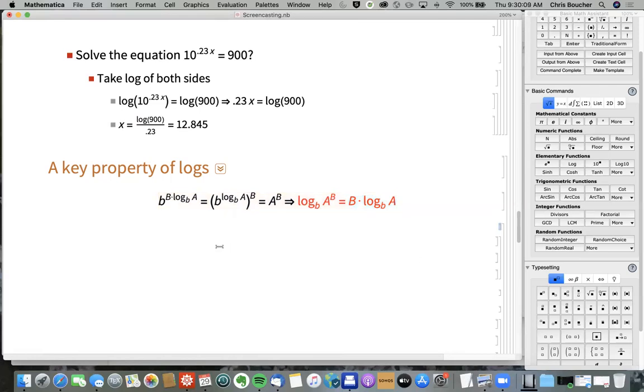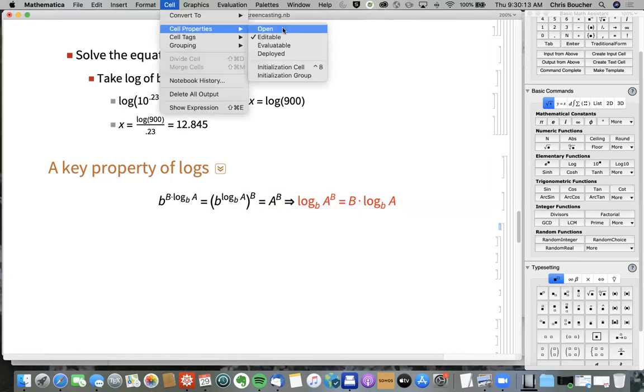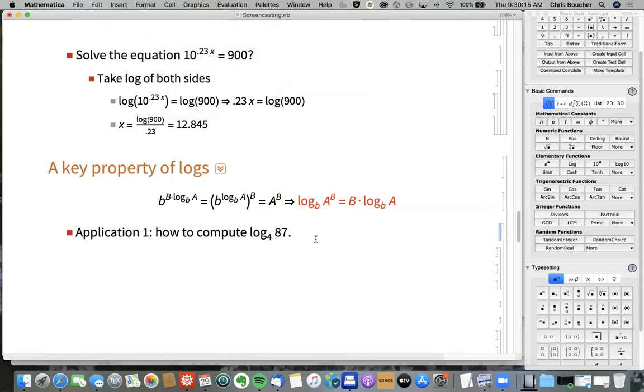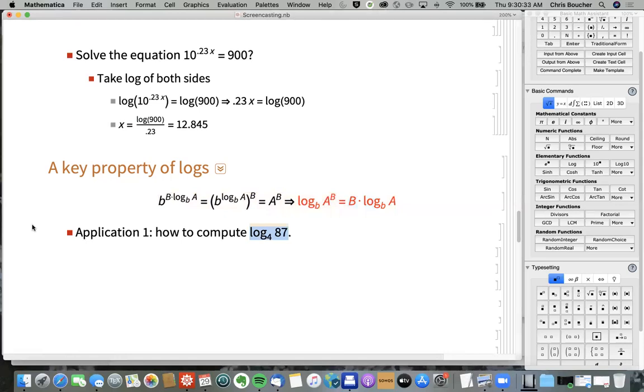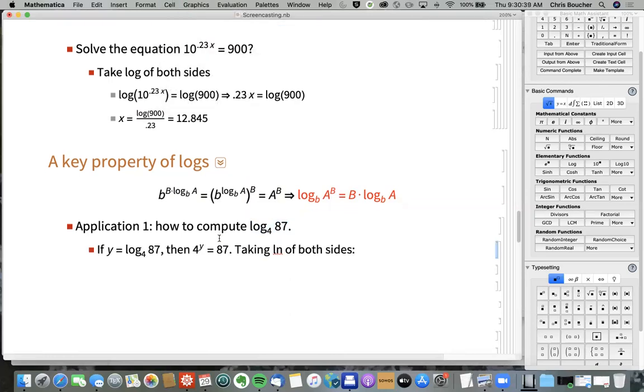Why are we sort of plopping this down here? What's the point of these shenanigans with the A's and B's? This is actually very useful for a variety of reasons. Here's one application. Suppose I want to compute the log base 4 of 87. Well, on my calculator, I don't have a log base 4 button. On your calculator, buried in the catalog or something, you may have a way to do logs of other bases, but the fact is we don't actually need all of these logarithms, and here's why.